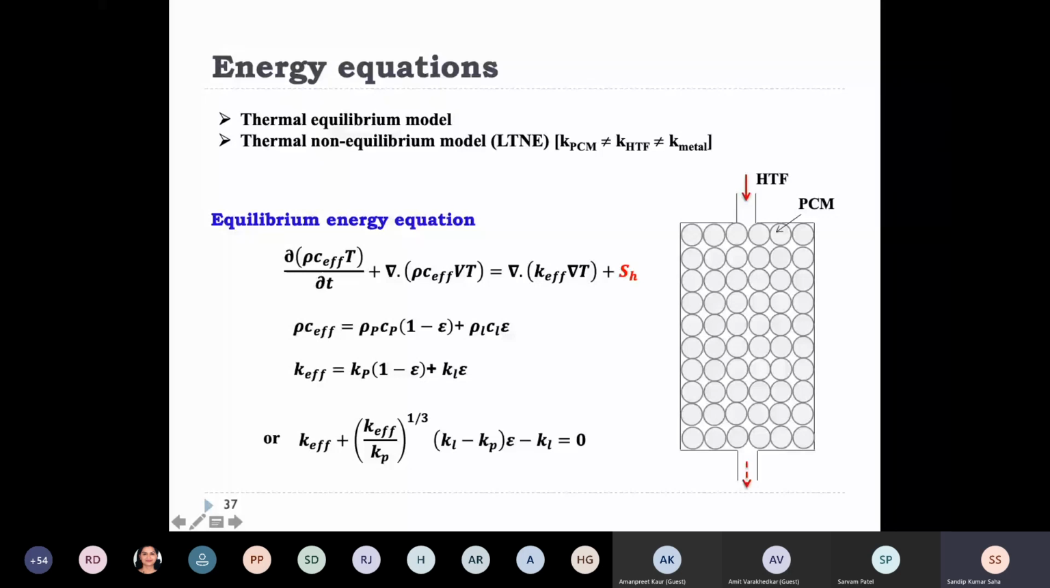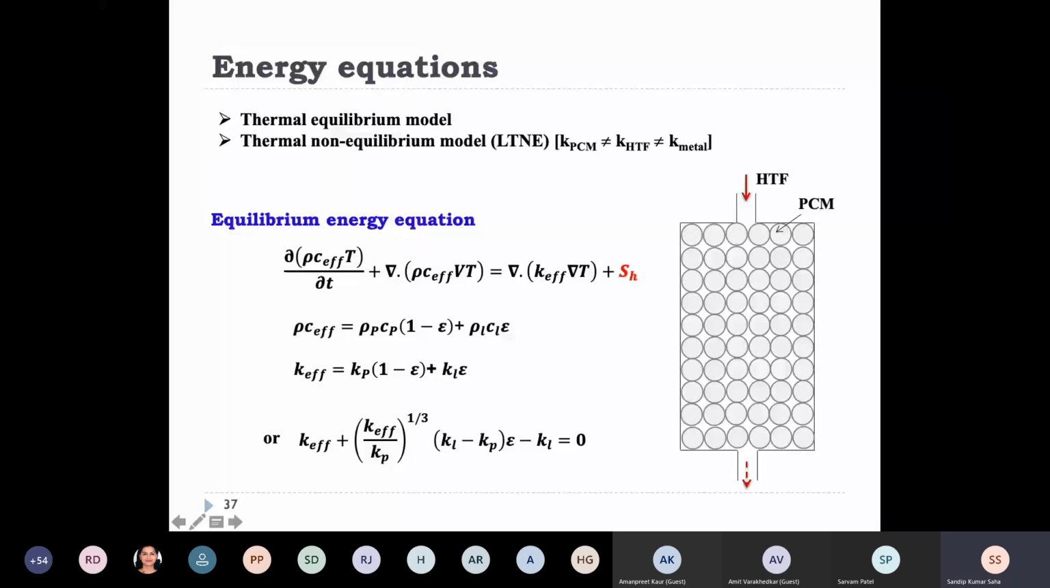So it depends on which type of system you are using, because many researchers have done experiments on different types of configuration, and they have come up with different expressions for K effective. It is readily available in the literature. If you are not getting anything for a particular configuration, then you can obviously use a very straightforward linear expression, which is based on the volume average.